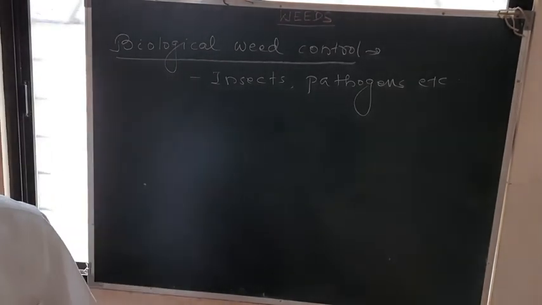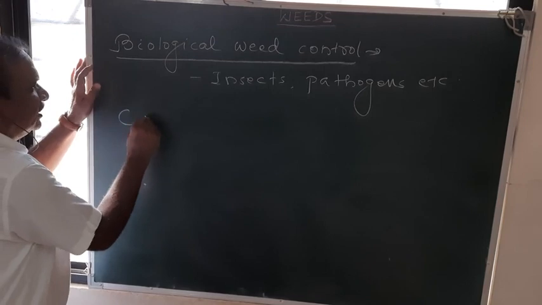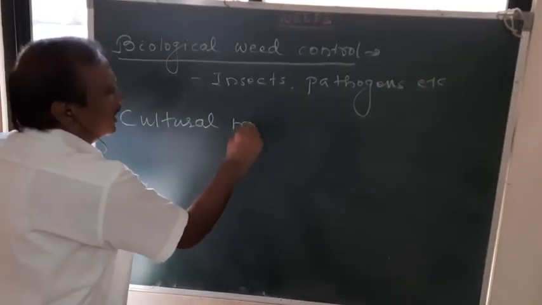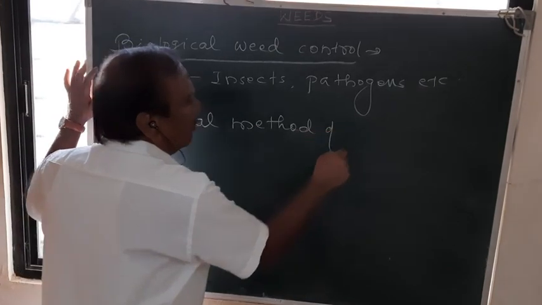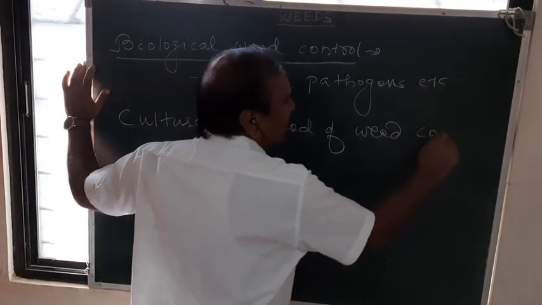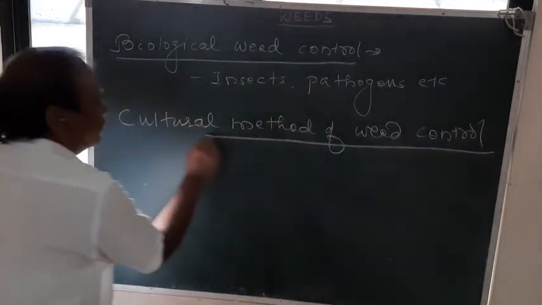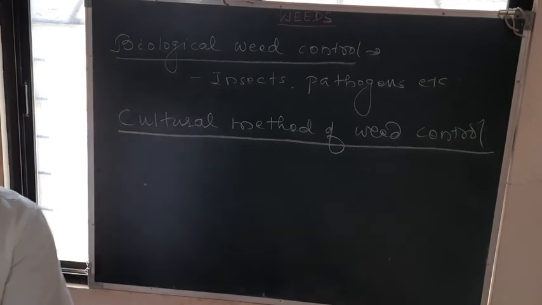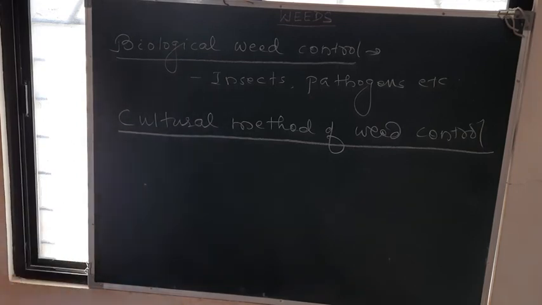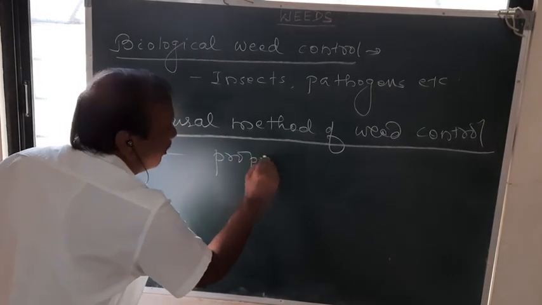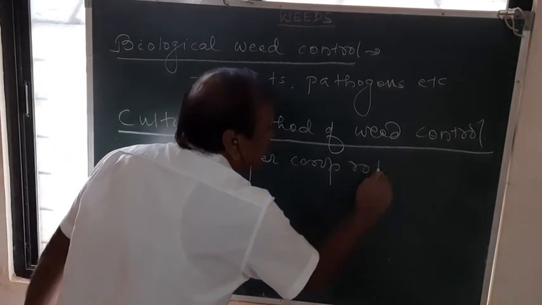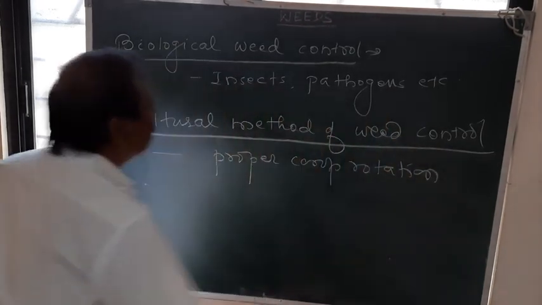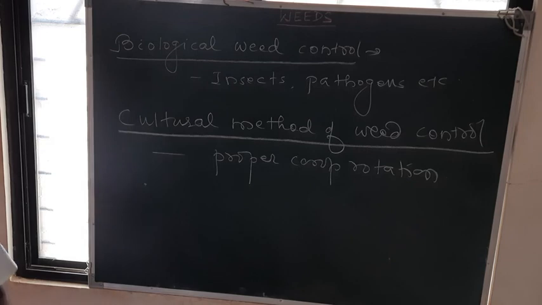And fourth, last, is the cultural method of weed control. This includes proper crop rotation, which is also important. Proper crop rotation mostly controls the weed in case of crop plants.